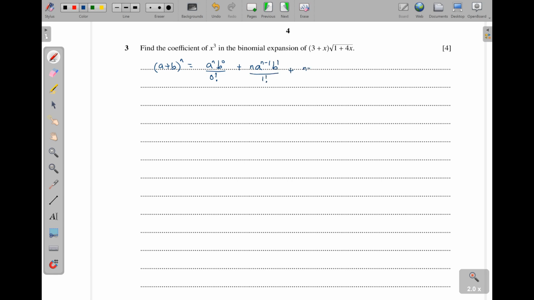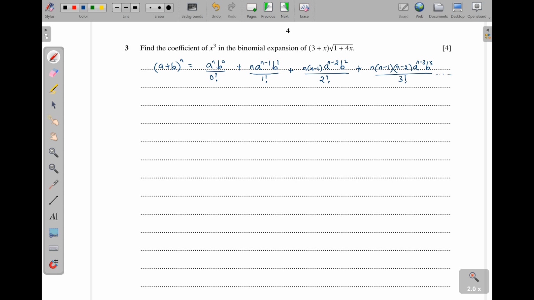Then now n times (n-1), then a^(n-2), then b^2 over 2 factorial. The power of the b is the factorial we put down. Also plus, now drop this one here. It will give us n times (n-1) times (n-2), and then you have a to the power of n-3, then b^3 over 3 factorial, like that.